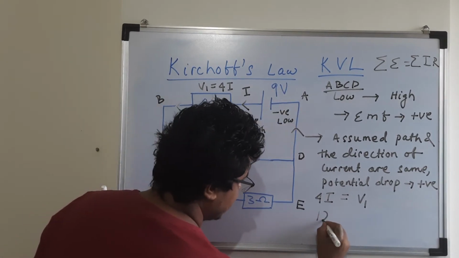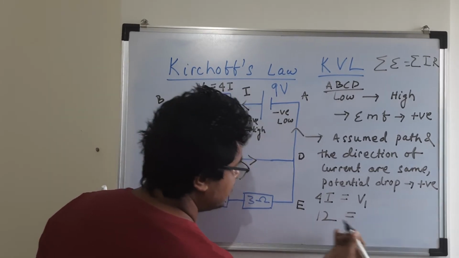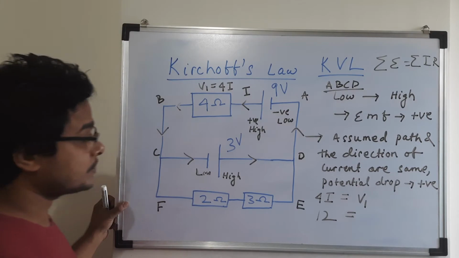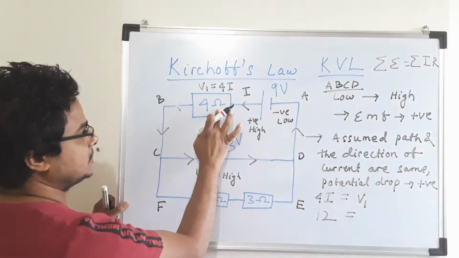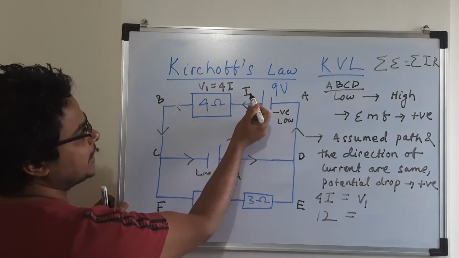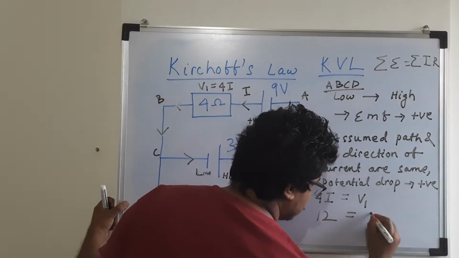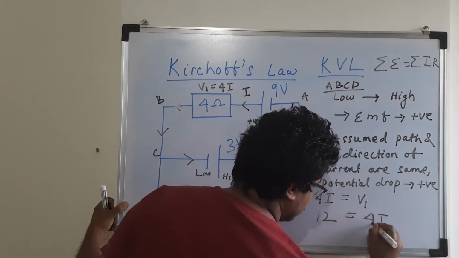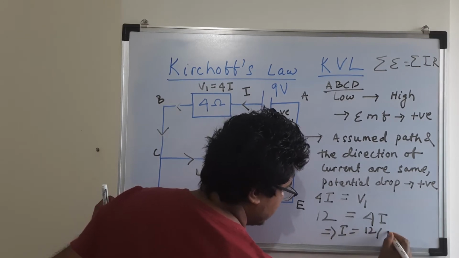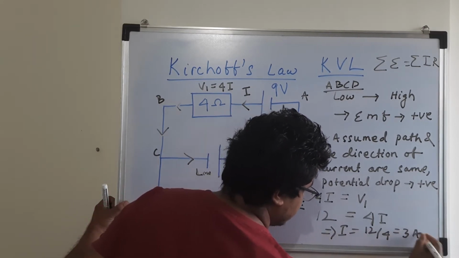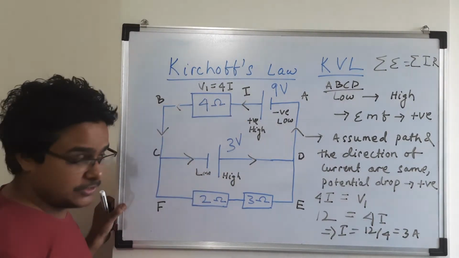volt. So I can write 12 volt is equal to, now the potential drop. You can see in this loop you have only one resistor, and you consider that I amount of current is flowing through this, so 4 times I. So I got 4I is equal to 12, so I is equal to 12 by 4, that gives us 3 ampere current. Yeah, so I got the current flowing through this resistor.